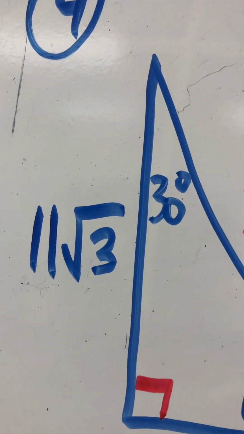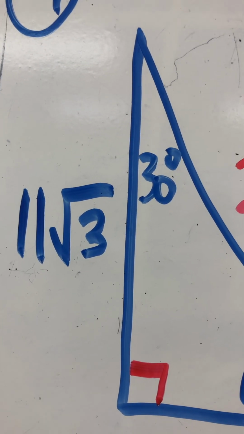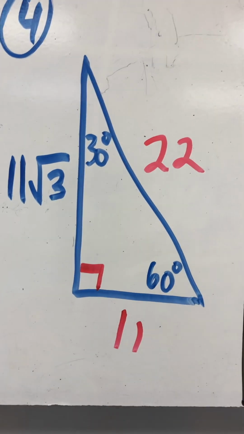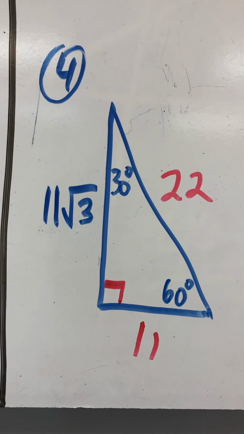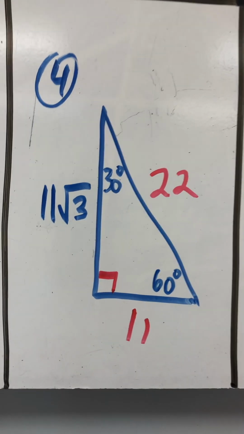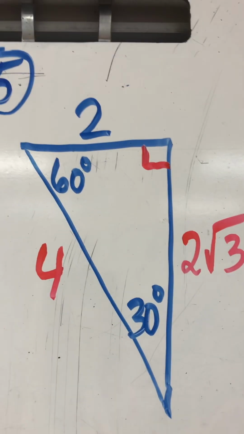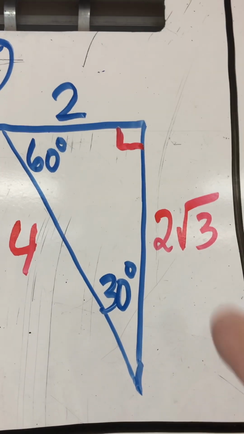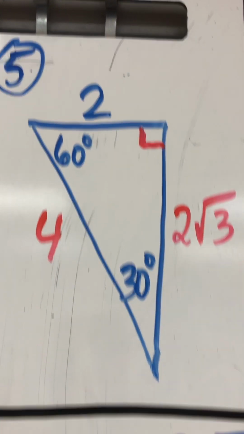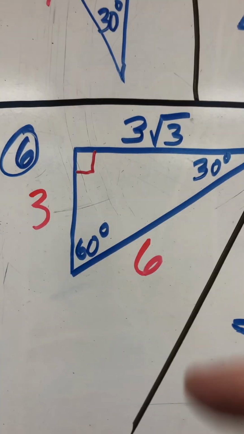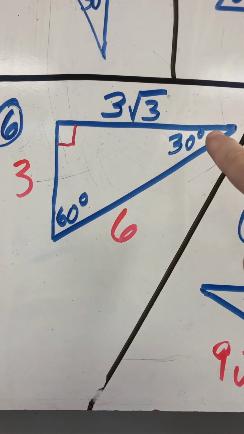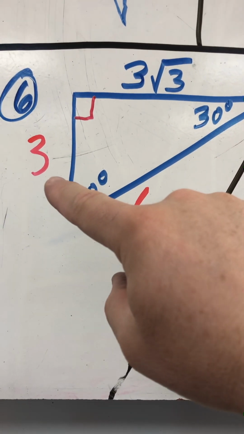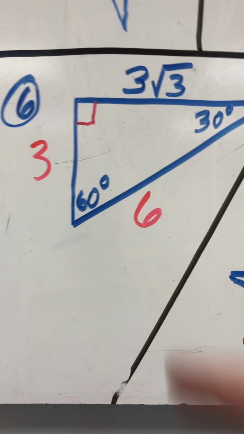What if the long leg is 11 square root of 3? If the long leg is 11 square root of 3, then isn't the short leg 11? And the hypotenuse is 22. Now, don't freak out if the triangle is drawn upside down. Short leg is 2, hypotenuse is 4, long leg is 2 square root of 3. What if it's drawn sideways? What if the long leg is 3 square root of 3? You're dividing by square root of 3, right, to get 3. And then doubling it to get 6.